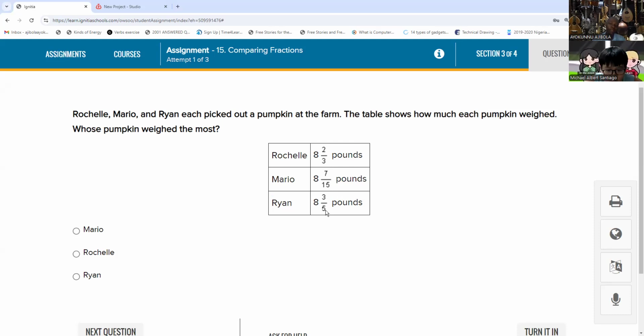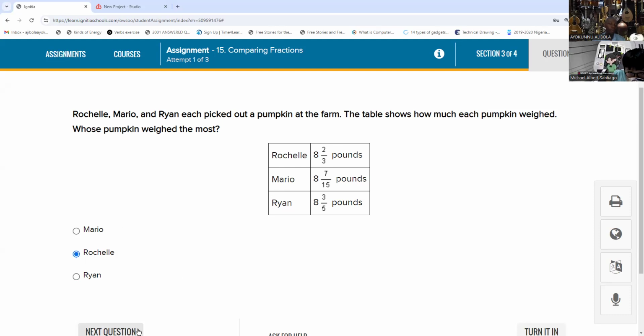So how many 5s in 15 for the third one? That's 3. 3 times 3, that's 9. So we have 9 for this third one. Then how many 3s in 15? That's 5. 5 times 2, that's 10. So we have 10 for the top one. Now we have 9 for the bottom one, 10 for the top one, and 7 for the middle one. So the greatest is 10, which is the top one. Is that clear? Yes. Because 10 is bigger than 9 and it's bigger than 7, so it's Rochelle.